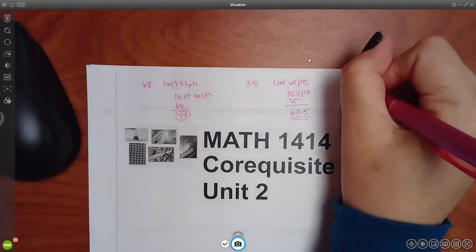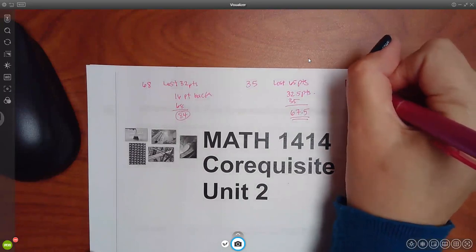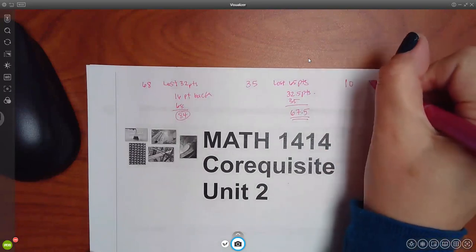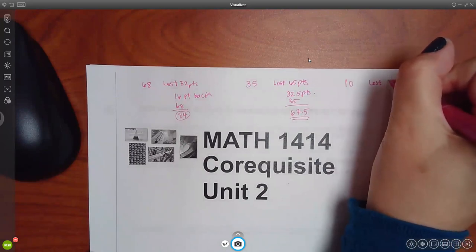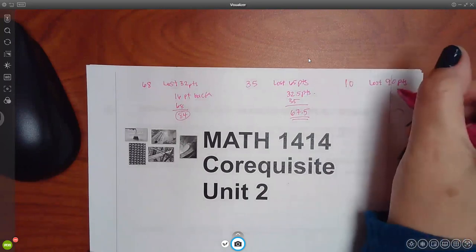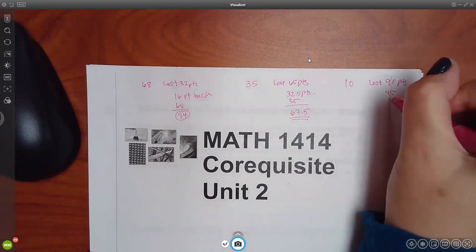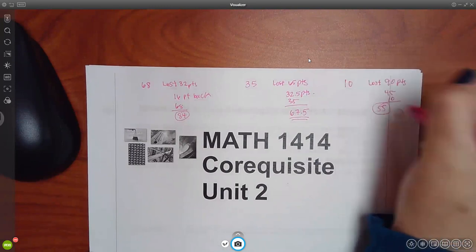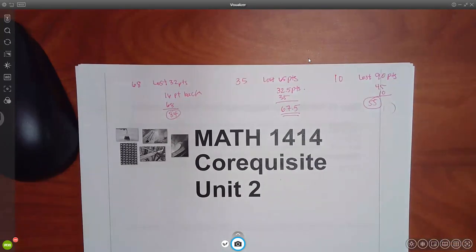And then I think there were a couple that were like super low. So I'm going to go really low and just say like a 10. And so if you got a 10, that means you lost 90 points. So if you get 45 of those back, you should be able to get a 55. Now again, a 55 is not passing, but still it helps your average out a little bit better versus a 10, right?